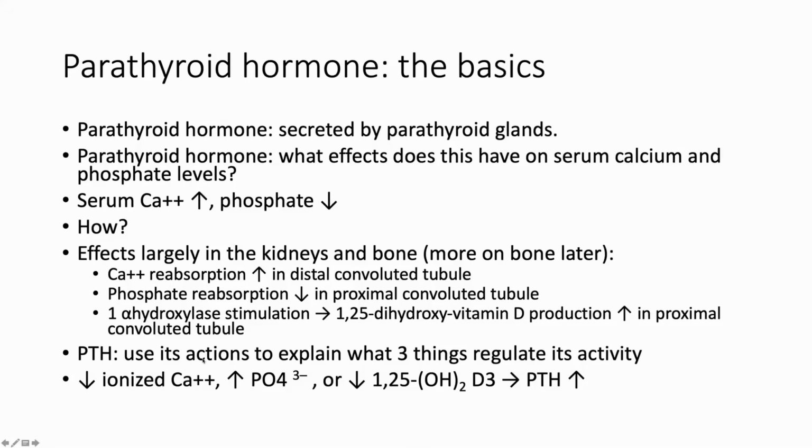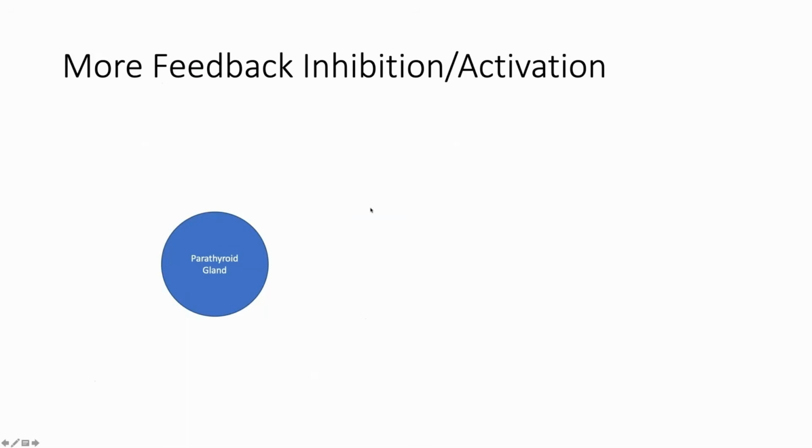thing. But these all make complete sense, right? PTH increases calcium, so it makes sense that if calcium is low, it should increase. PTH decreases phosphate, so it makes sense that if phosphate's up, it would increase PTH. And it increases vitamin D, so it makes sense that low vitamin D would increase the production of dihydroxy vitamin D. So, I guess I'll explain this.